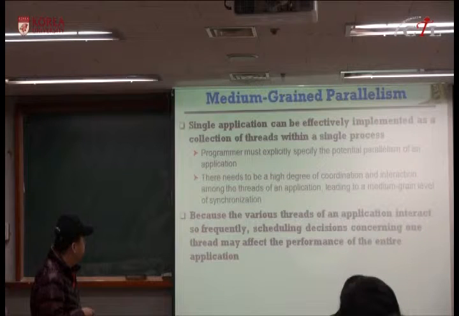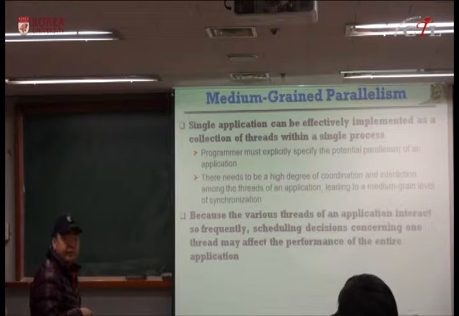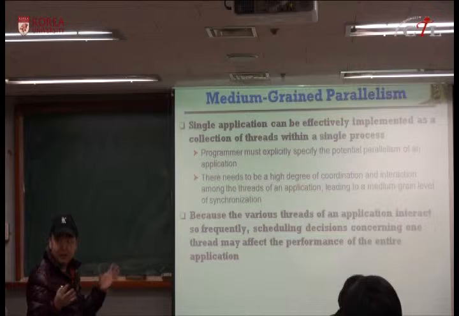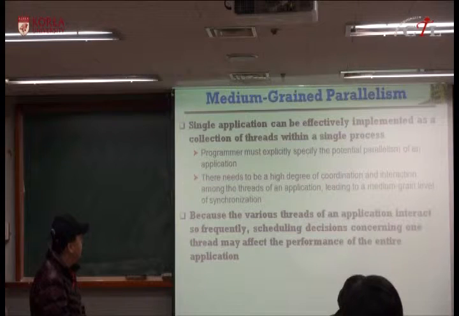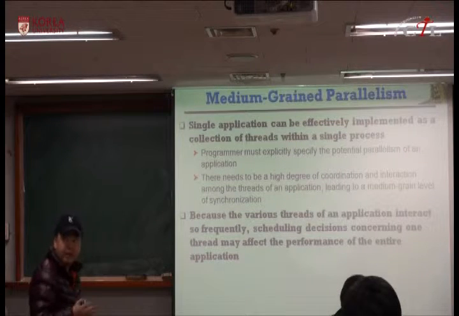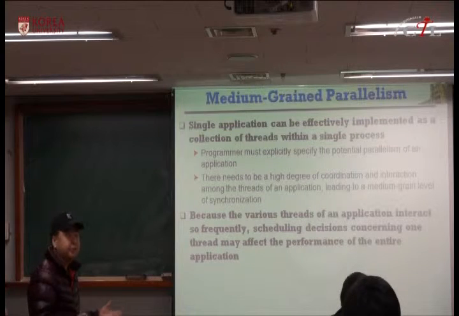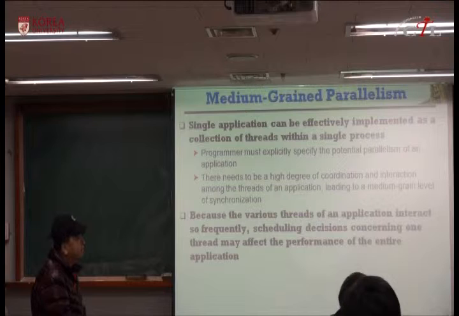Because various threads of an application interact so frequently, a scheduling decision on one thread may affect the performance of the entire application. So to improve application performance, all the threads should perform well. If some thread is not performing well, it will affect the entire application, because there are dependence and coordination. Some other thread has to wait until the slow-performing thread has completed.